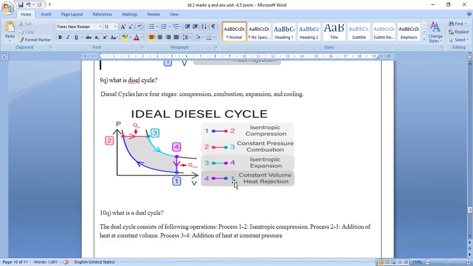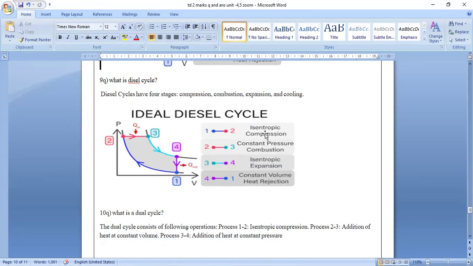So what is the ninth question? If I'm not wrong, what is a diesel engine? Simple diesel engine. You have to answer in only a simple way. That is, what are the stages? How many stages are there? So the diesel cycle has 4 stages: compression, combustion, expansion, and cooling.